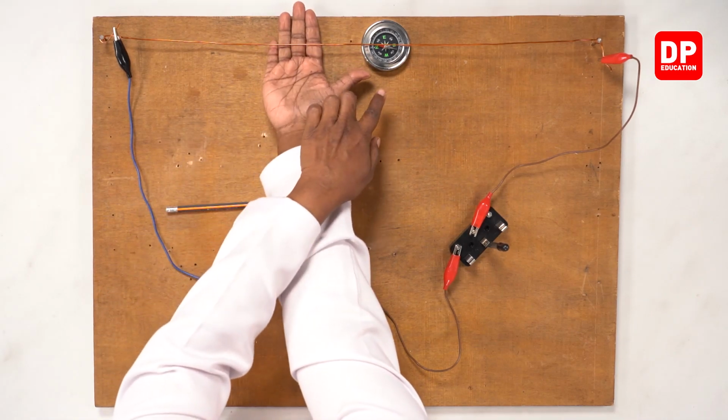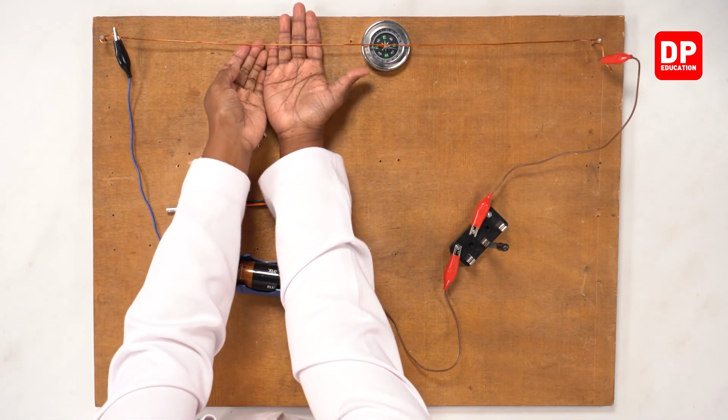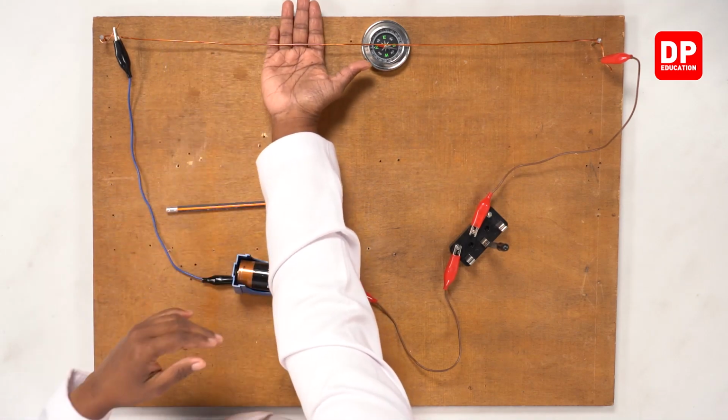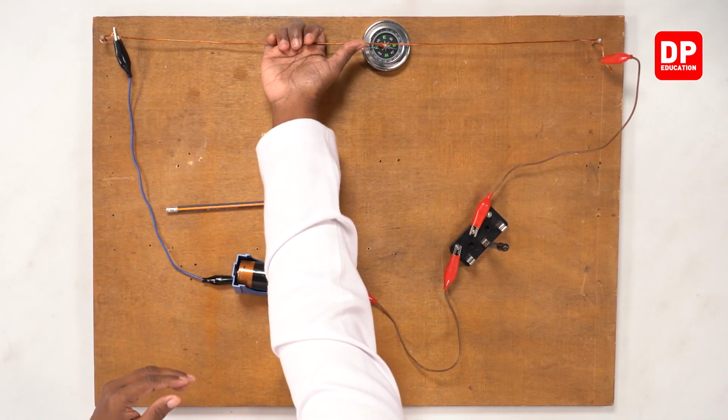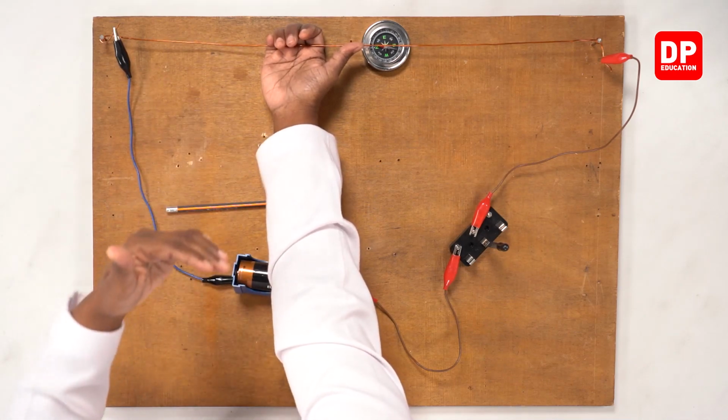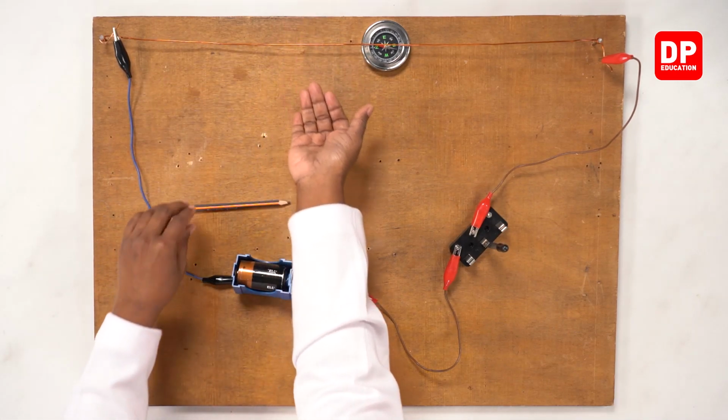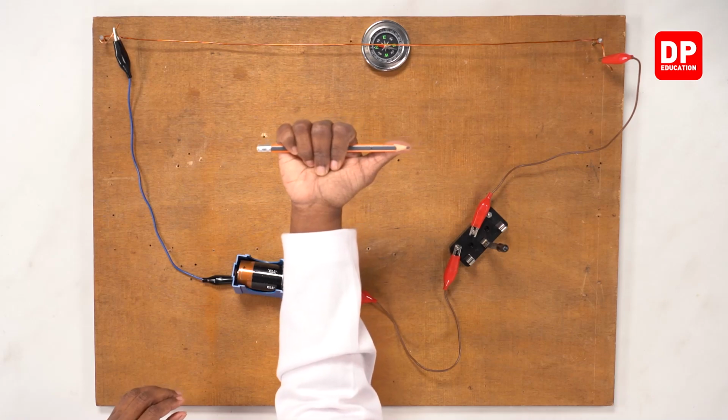So below, since the compass is below, the fingers are going from this side to this side. It's towards you. So above the conductor, it's going to come towards me. That's how the grip rule works. It's going to be like that.